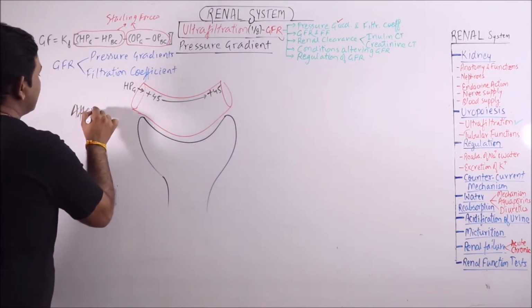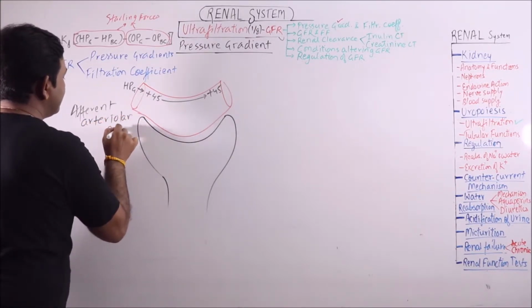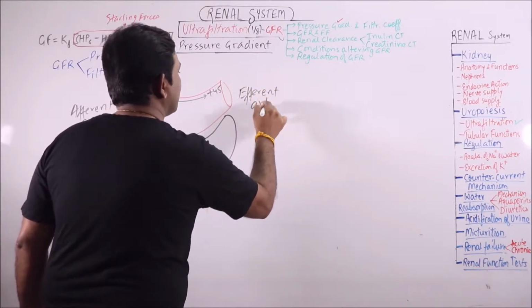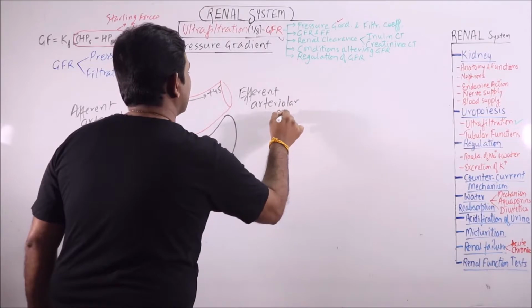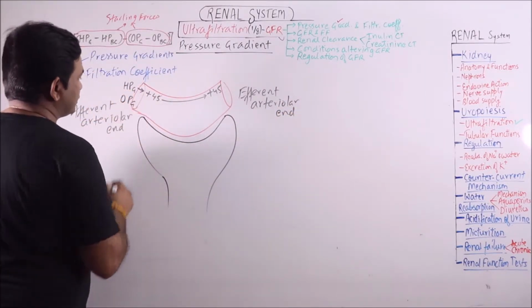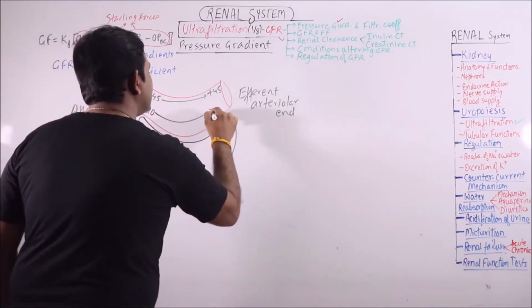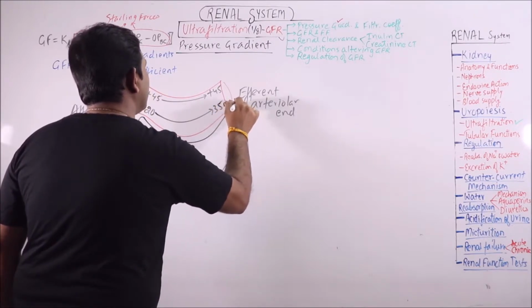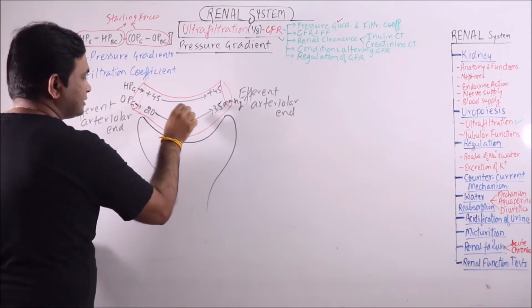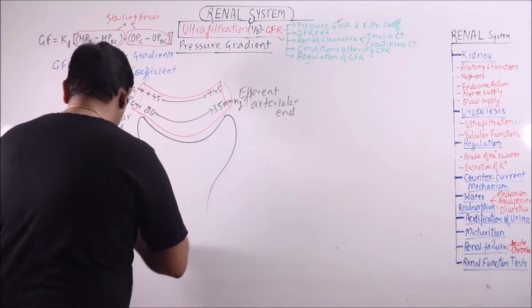either at the afferent arteriolar end or the efferent arteriolar end. Then osmotic pressure in glomerulus, it is 20 millimeter of mercury, which increases to 35 millimeter of mercury because when the fluid will come out, the concentration or the osmotic pressure will increase towards the efferent arteriolar end.